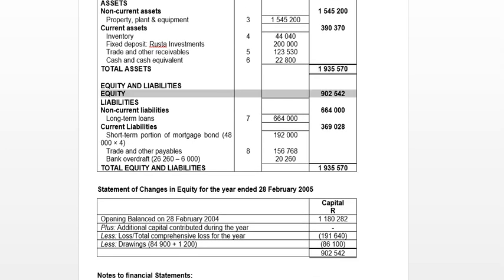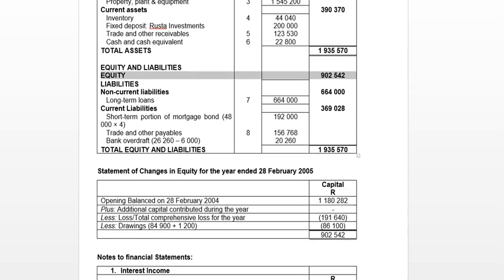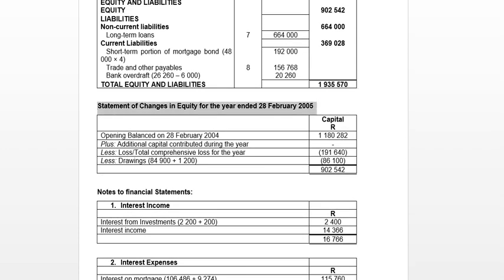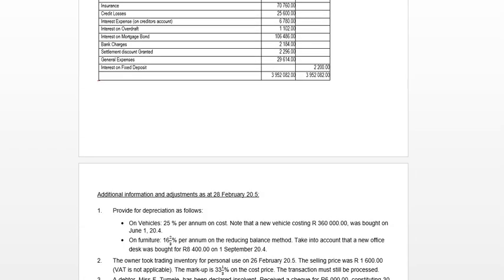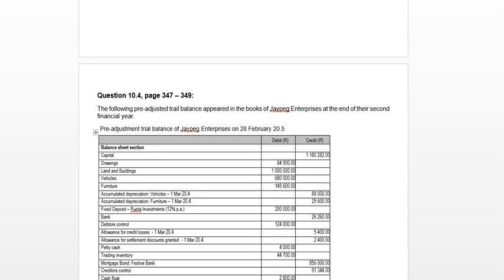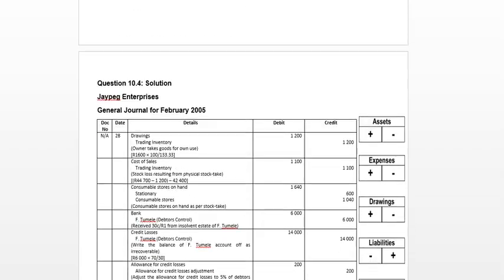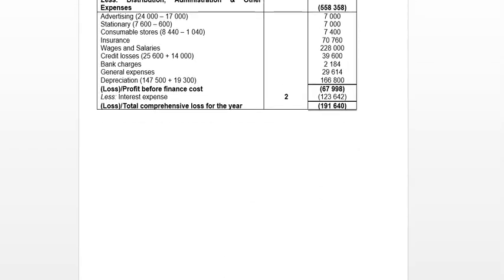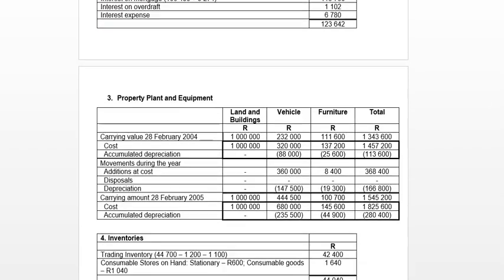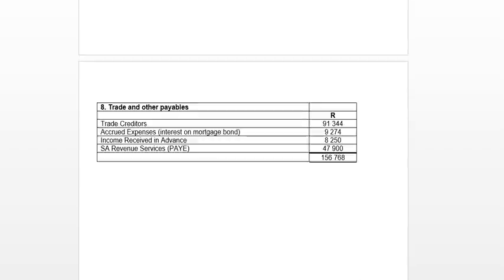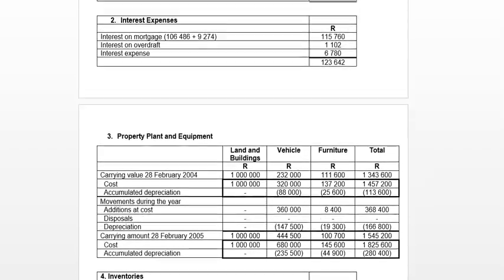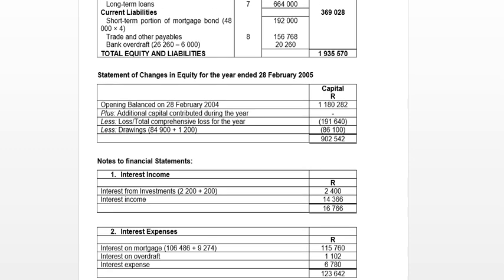Okay, so then let's have a look at our equity. What is equity? For equity, we're going to have a look at our statement of changes in equity. So we're going to take our capital balance as at the beginning of the year of 1,180,282. We need to subtract our drawings of 84,900 Rand. And we're going to subtract our loss, which we made for the year, of 191,640. And all of this we need to do in our statement of changes in equity.